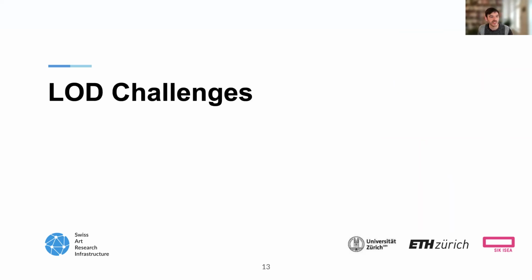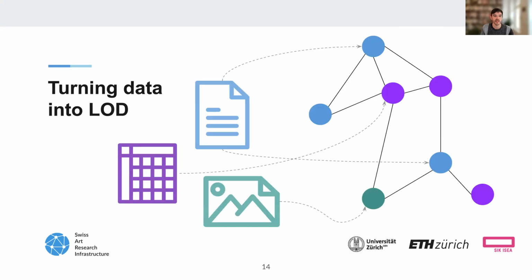What are some of the challenges when working with linked open data? Well, first of all, it's turning your data into linked open data. You might already have data tables, images, databases. How do you actually create URIs for everything, how do you make these connections, how do you decide on the data model? These things are not trivial, and there are not standard recipes for doing that.